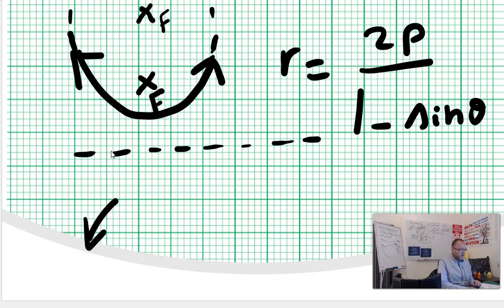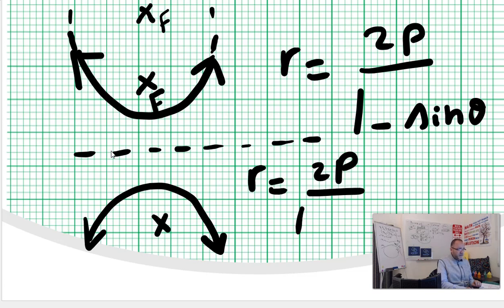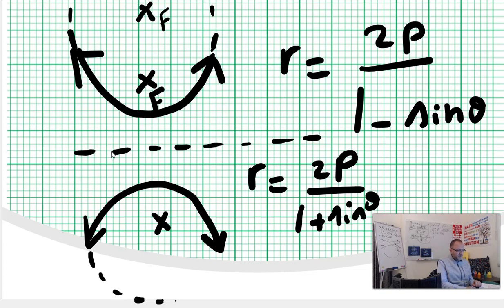And if it's opening this way, my foci will be here, right? And it will be r equals 2p over 1 plus sine theta, okay? And if I am to close this shape, what happens now to make it an ellipse? This will become my upper foci. Just keep that in mind, okay? We're going to use all that stuff as we move along with the ellipse. Now, for the ellipse, we can start with something as easy as this.